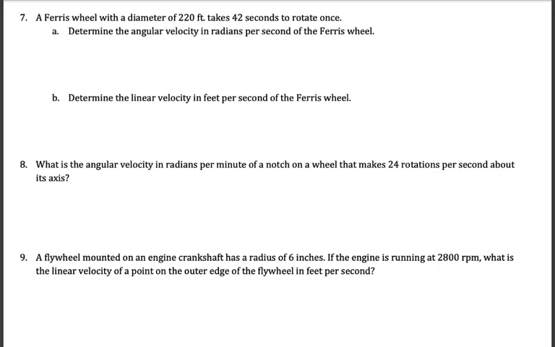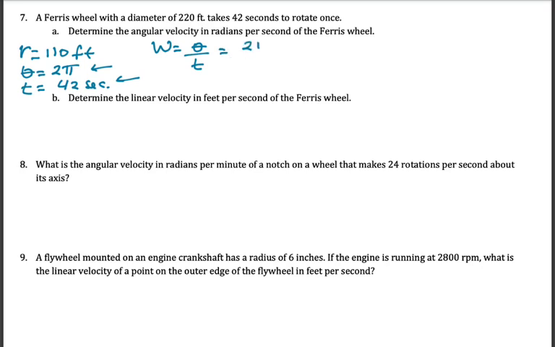Okay, on number 7, we have a Ferris wheel with a diameter of 220 feet. So that means your radius is 110 feet. And it takes 42 seconds to rotate once. So one full rotation is 2 pi, and the time it takes it to do that is 42 seconds. To determine the angular velocity, angular velocity is theta divided by time in radians per second. So we've got our angle measure in radians and we've got our time in seconds, so we're good as far as that goes. So we're going to do 2 pi divided by 42.